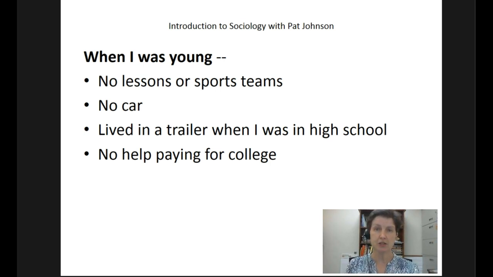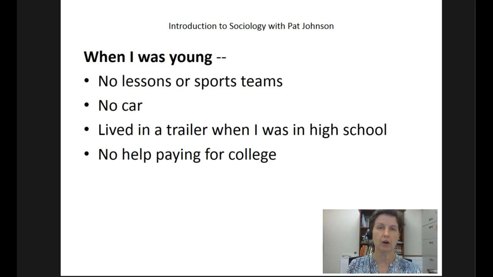There also wasn't an extra car that could be used to transport me to lessons, and that one car that we had was used to go to work for my father. We also lived in a single-wide trailer for a while I was in high school, and I didn't get any help from my family to pay for college. I didn't get any help from the government either, but all of those things made me realize that I didn't have quite the financial backing that other people my age had. But again, I didn't really consider myself being poor.